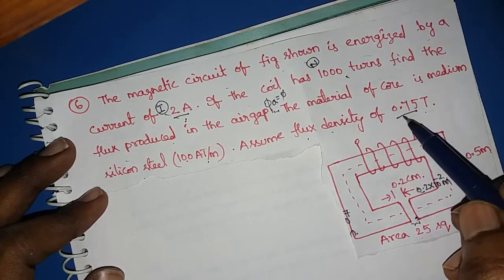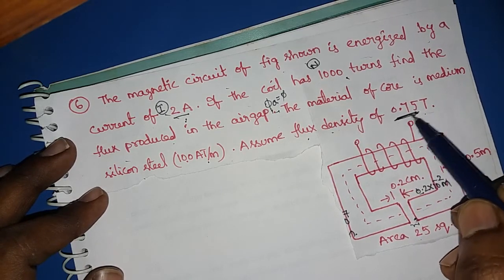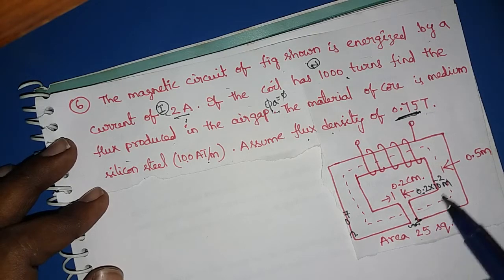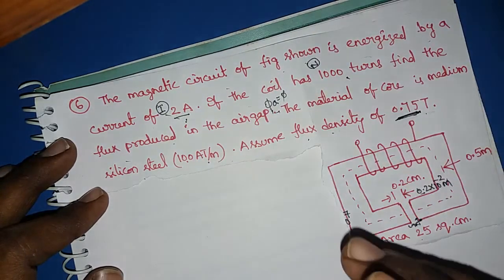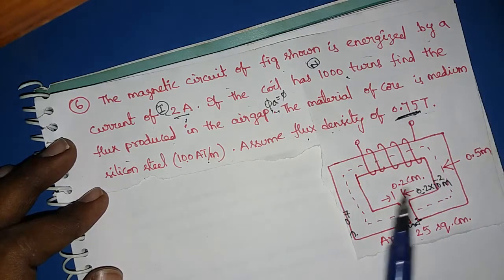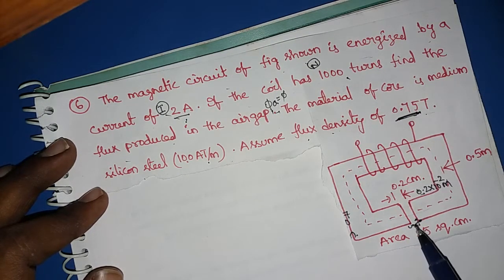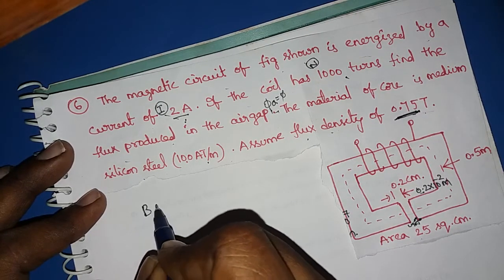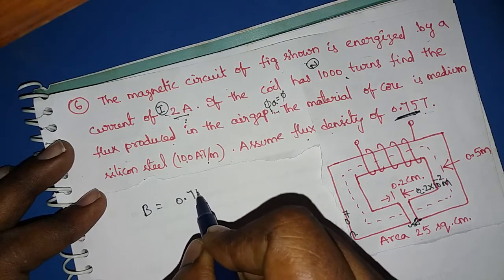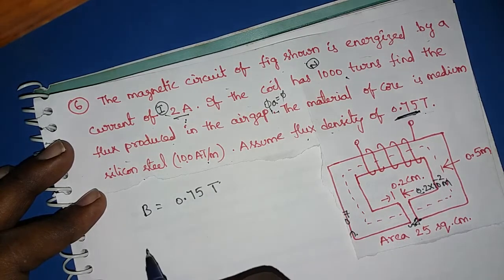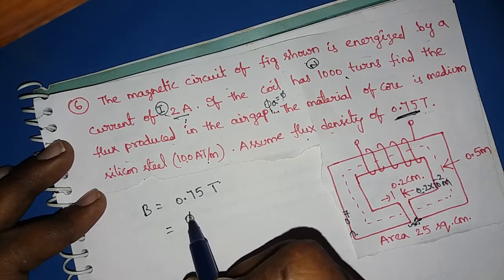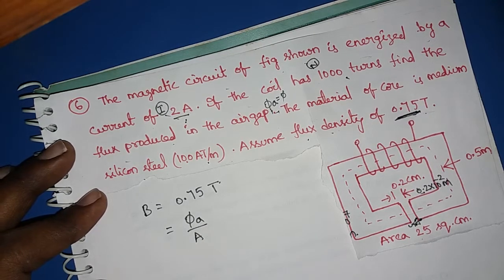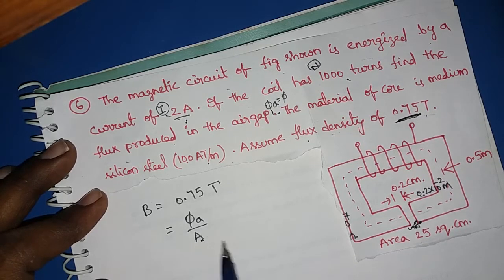That means he has given the flux density. From the flux density we can calculate the flux in the air gap. That means the remaining data is not needed, so we should not bother about the remaining data. So directly we go here, that is, the flux density B is equal to 0.75 Tesla, which is given by phi by A. Now what is A? We know the value of A.